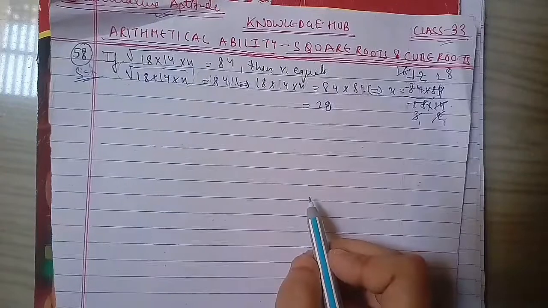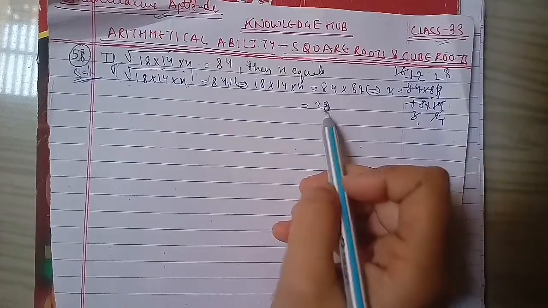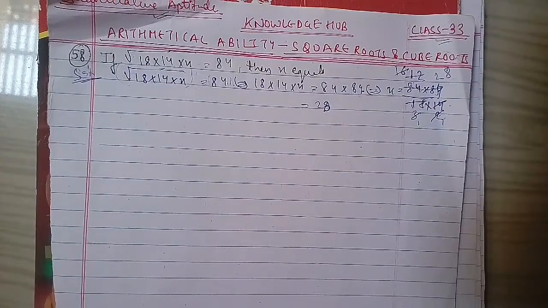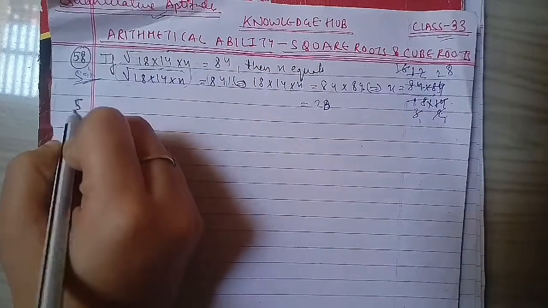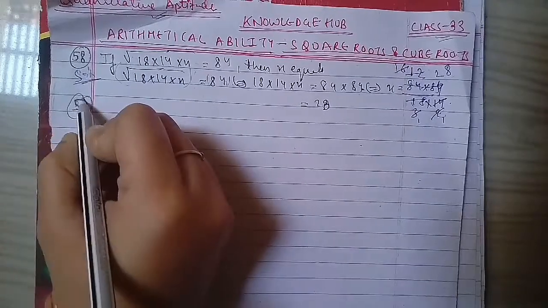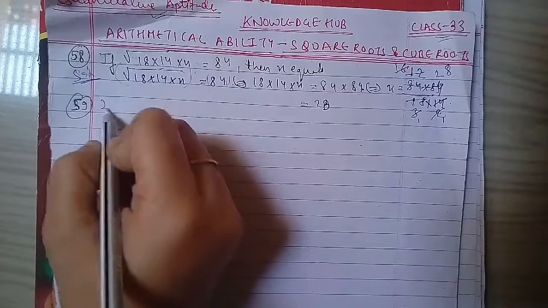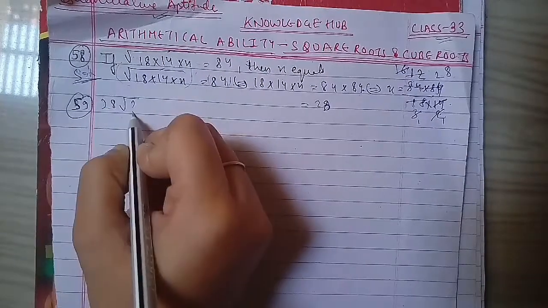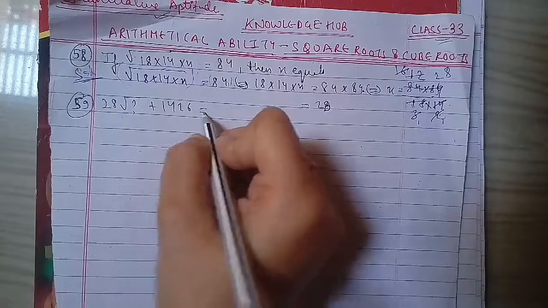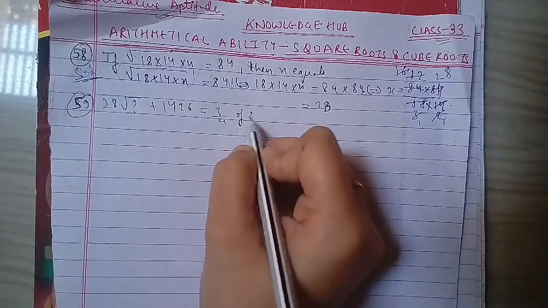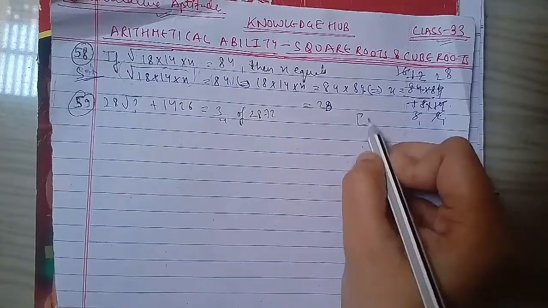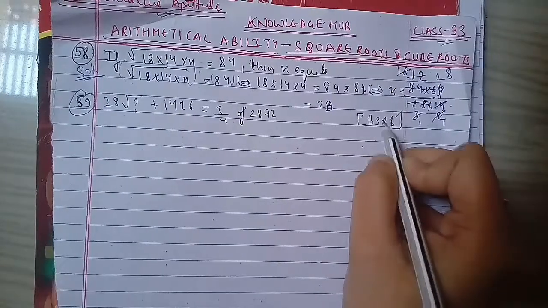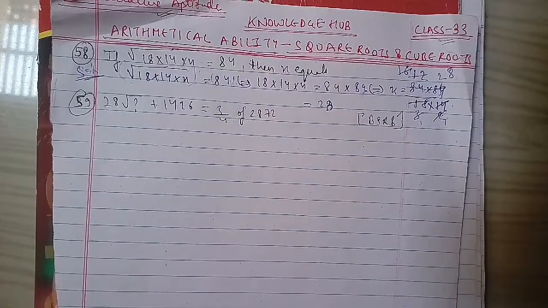Now we'll go ahead with another question, the 59th question of the session. The question is 28 under root x plus 1426 equals 3 by 4 of 2872, and we have to find x. This has been asked in the RRB examination paper, which is also an important paper for competition. The options are 576, 676, 1296 and 1444. So we have to solve it.